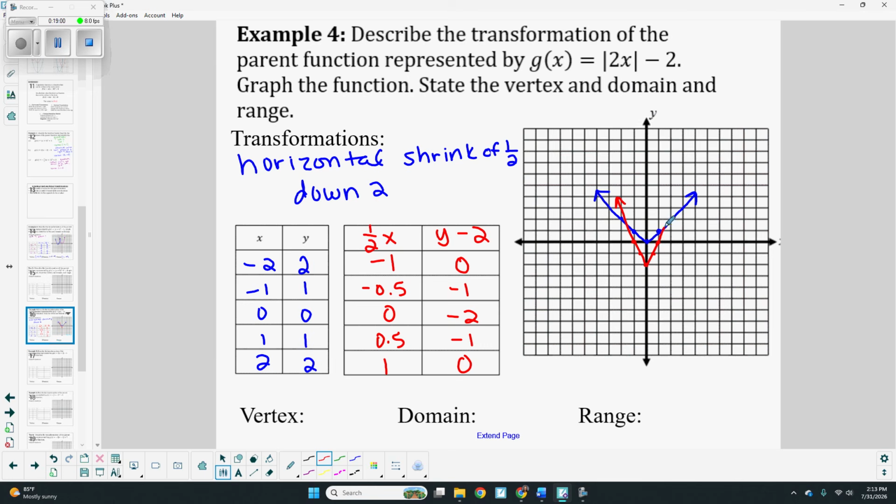So you can see it did move down 2, and it got more narrow, which is what a horizontal shrink does. It's kind of equivalent to a vertical stretch. My vertex was 0, -2. My domain was all real numbers. And my range, the lowest I went here was -2, and I went all the way up to infinity.